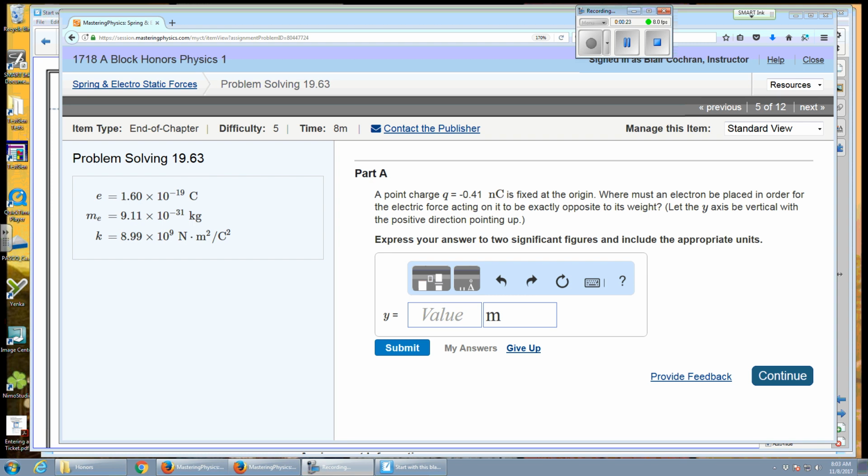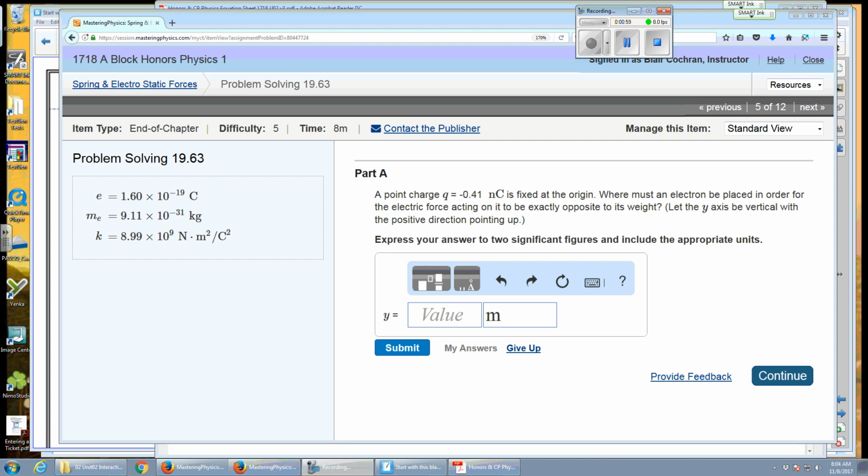Where must an electron be placed in order for the electric force acting on it to be exactly opposite its weight? And for me, the reason I want to do a force diagram on this is, okay, they're asking for placement, but they're saying the electrostatic force being opposite its weight. So thinking about that directionality, I think a force diagram is going to help me on it. All right? So that's why I did it this way. I did it with a force diagram. Ooh, I probably should have opened the equation sheet.